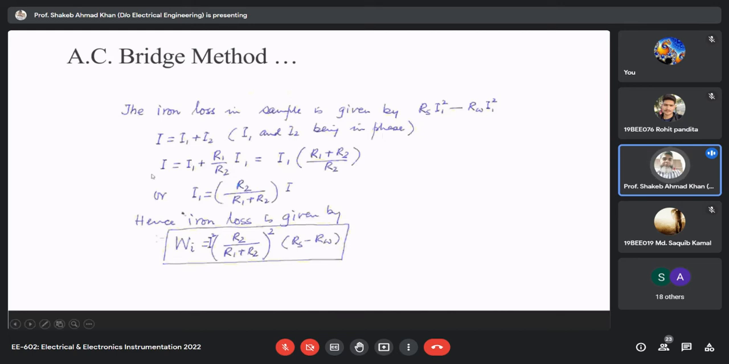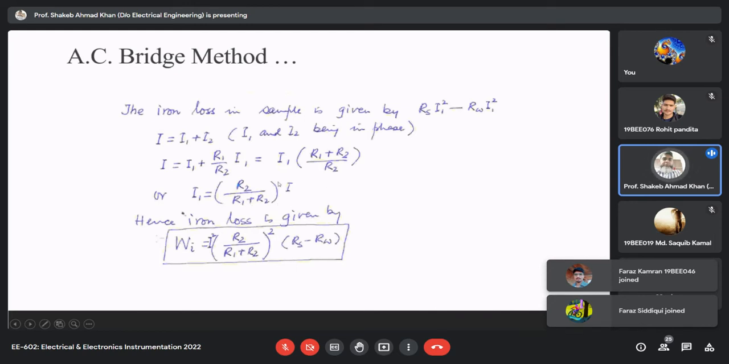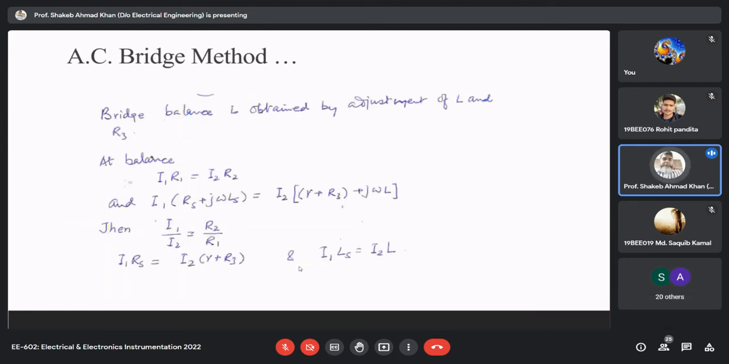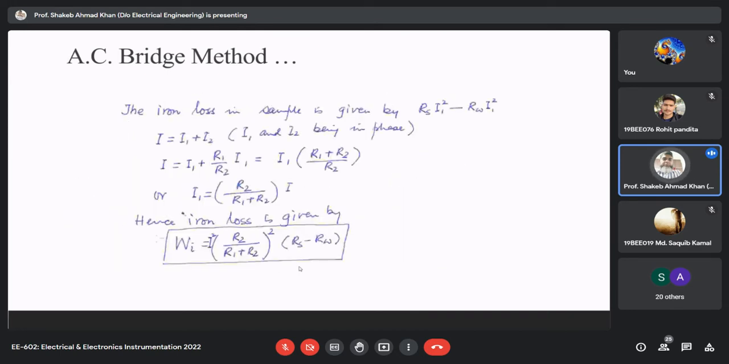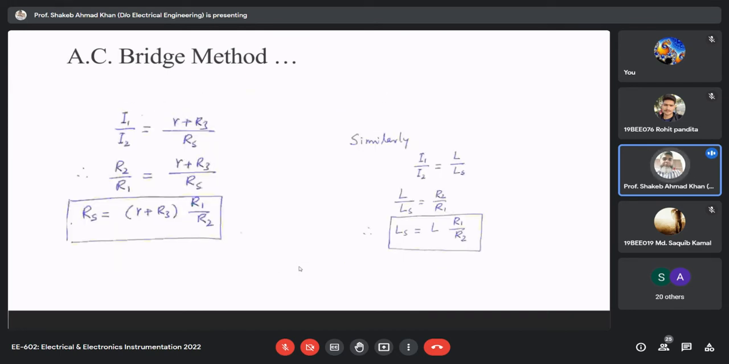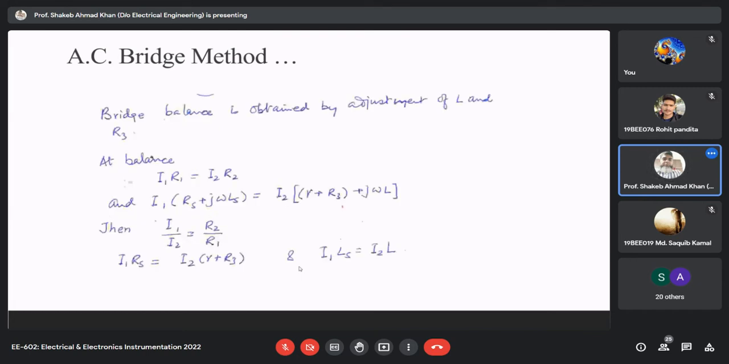So it is from the balance equation and the KCL equation. From the balance equation, I1 is written in terms of the total current, and accordingly this is put in the formula, and then we got the iron loss. If anybody has any queries regarding whatever we discussed last week, up to this point, you can ask anything.